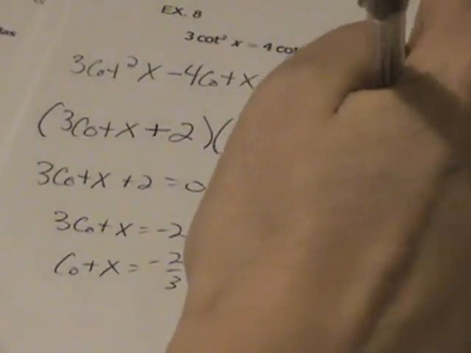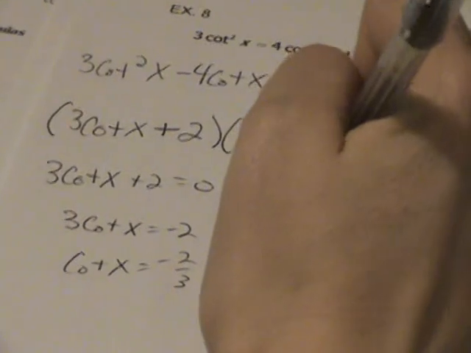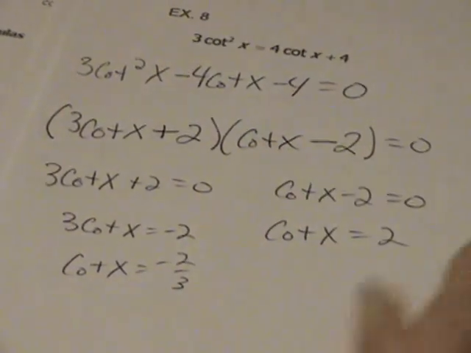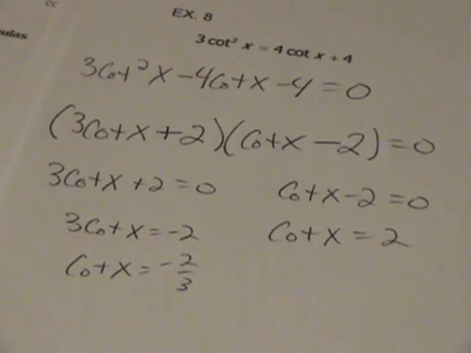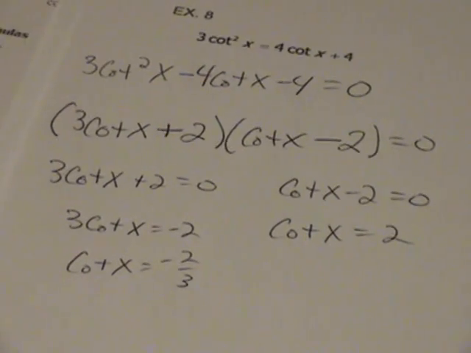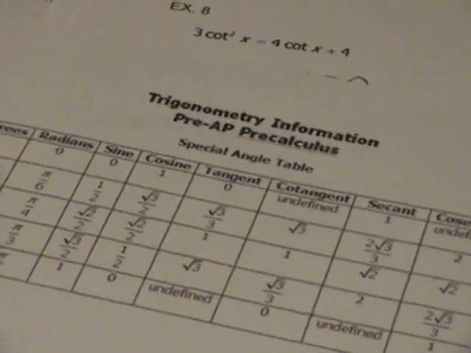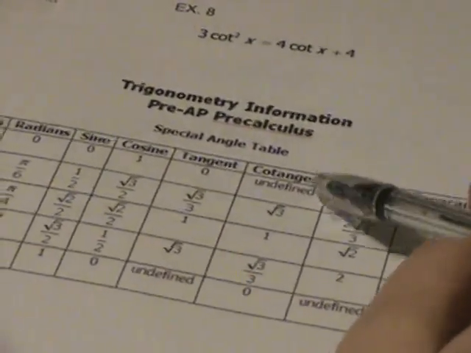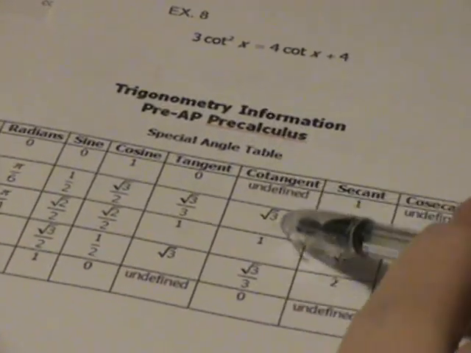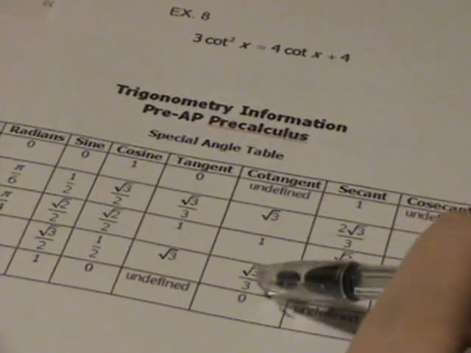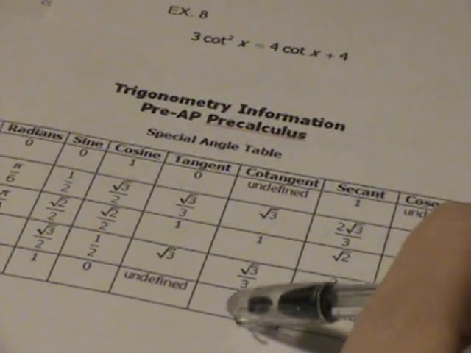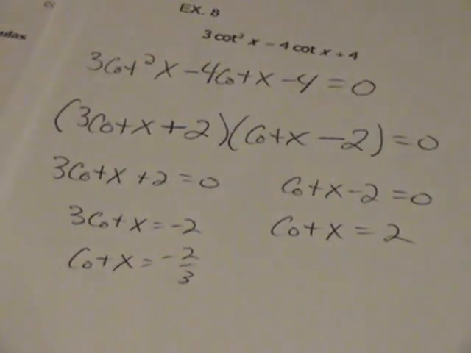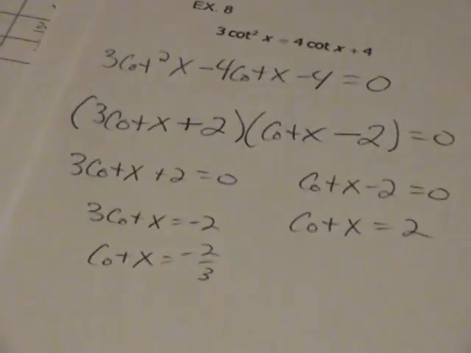Cotangent x minus 2 equals 0, so cotangent x equals 2. So we're ready to solve these. We're looking at our chart. Let's see, do we have a 2/3 or a 2? Well, looking at cotangent, I just got square roots of 3 and 1, another square root of 3 over 3, and a 0. No, none of that there. So both of these are going to be answers from the calculator.